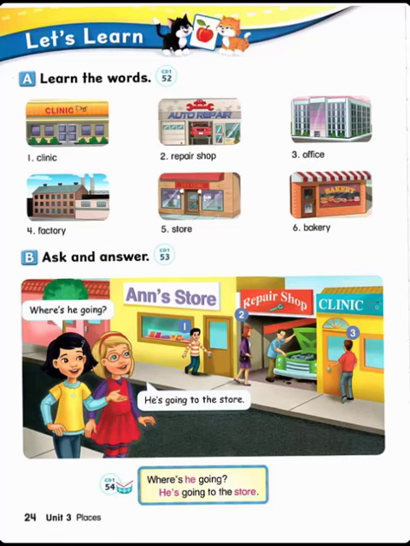Page 24. B. Ask and answer. Where's he going? He's going to the store. Number 1. Where's he going? He's going to the store. Number 2. Where's she going? She's going to the repair shop. Number 3. Where's he going? He's going to the clinic.